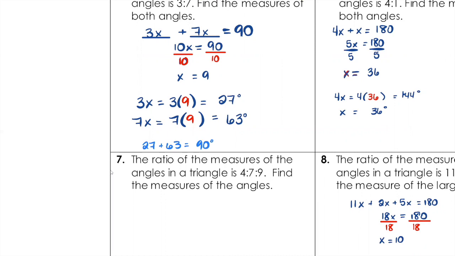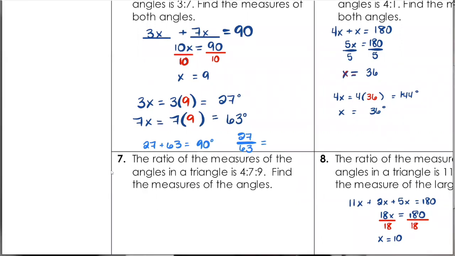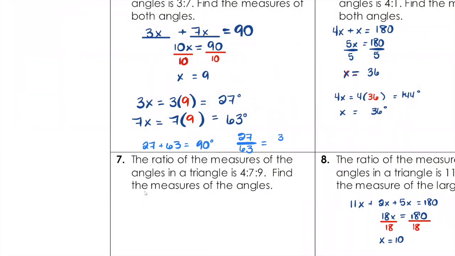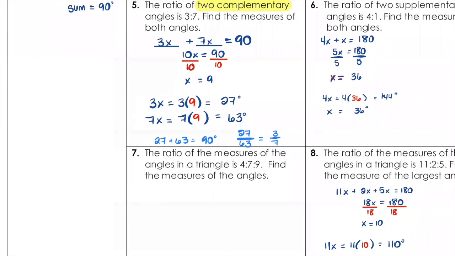What's another way we can check ourselves? So we check that they're complementary. Let's check to see if the ratio exists. So let's check to make sure that 27 and 63 make that same 3 to 7 ratio. So we create our fraction, 27 over 63. And we go back to our calculator. We go 27 divided by 63. Math, we want frac. 3 over 7. So does our ratio match the required ratio? Absolument. So our answers are 27 and 63. Any questions?